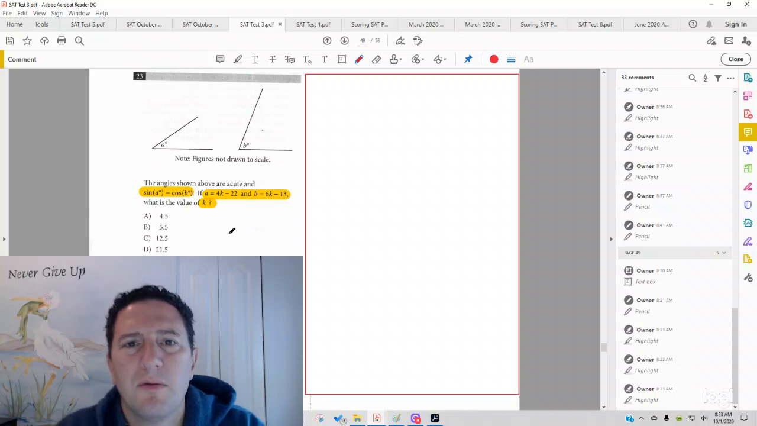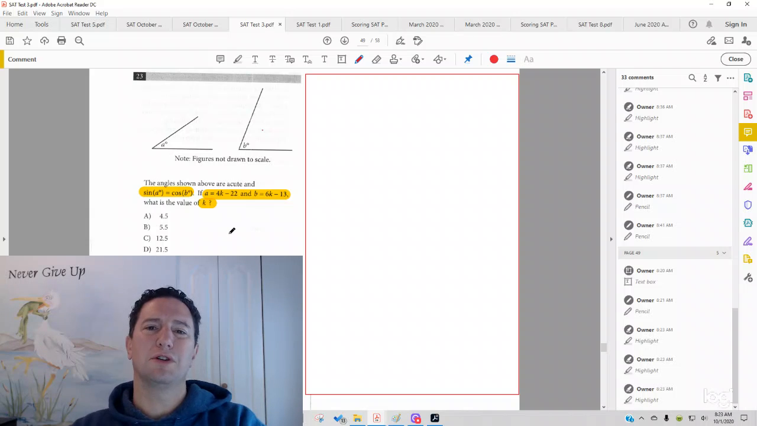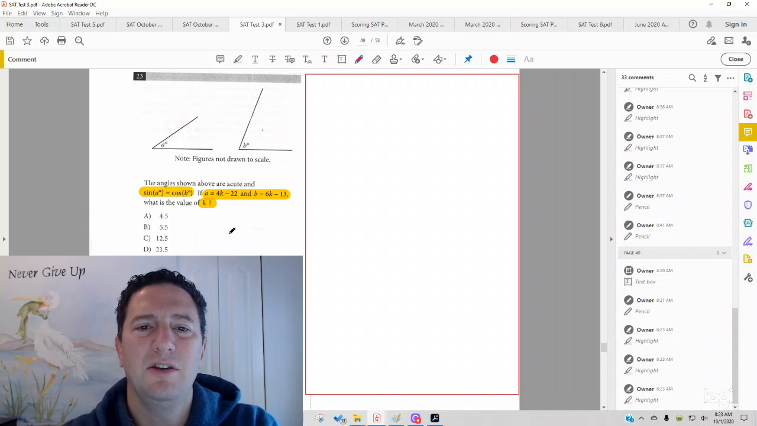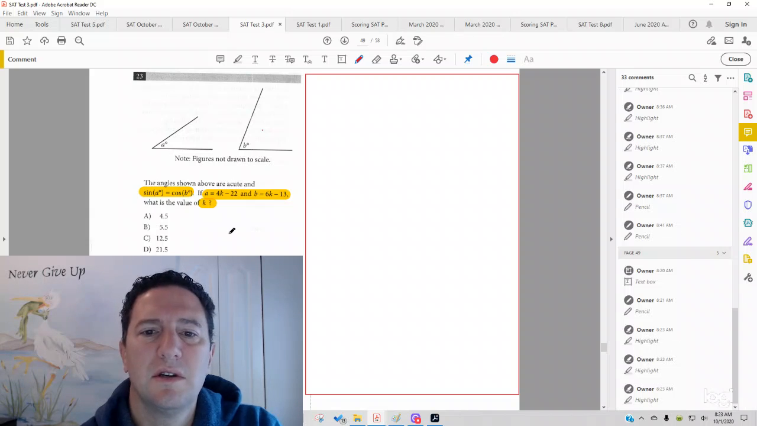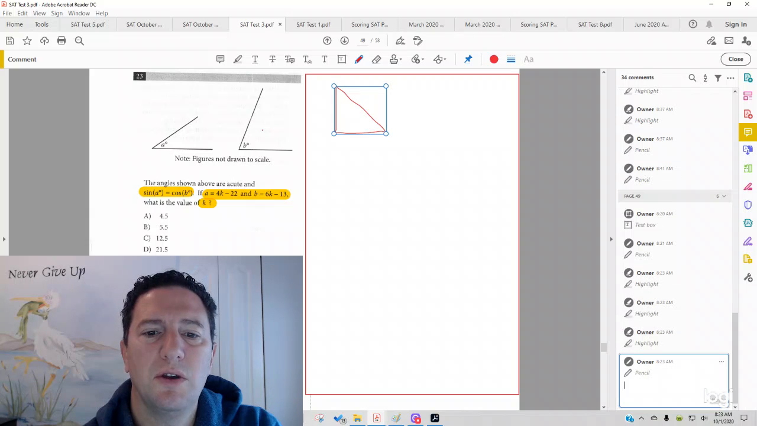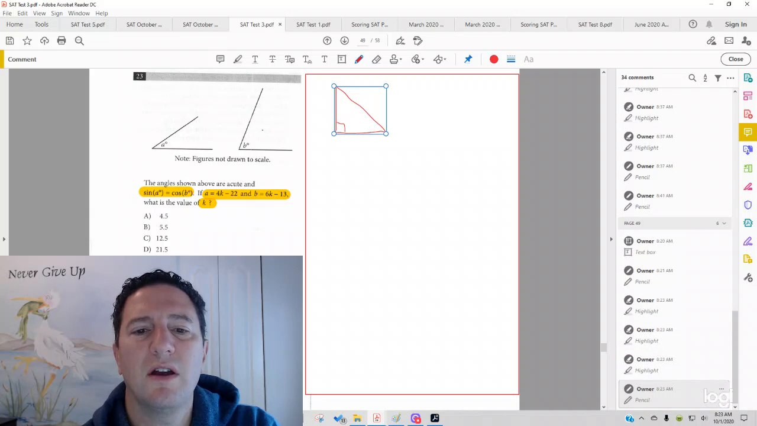Before we start this problem, I'm going to explain a concept that you need to know in order to get this question correct. I'm going to draw a right triangle because usually when we are working with sine, cosine, tangent, we're working with right triangles. Let's make it a 3, 4, 5. That's the most common Pythagorean triple that we'll see.